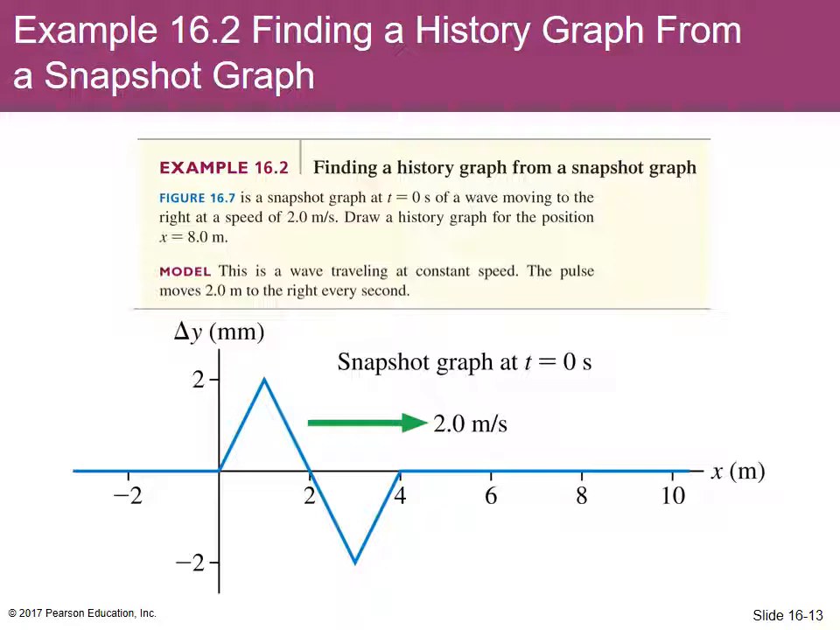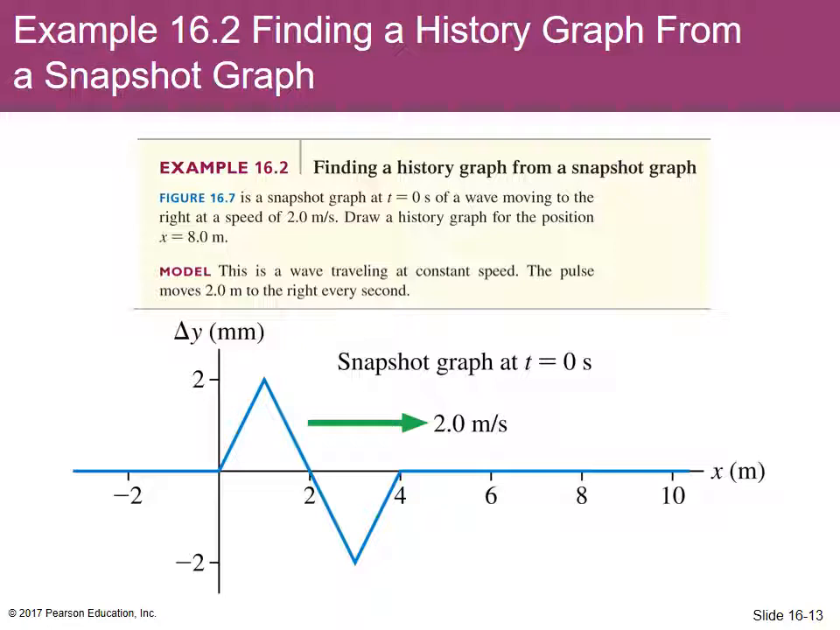Since the minimum is at 3 meters, which is 1 meter from the start of the downward trend, the wave reaches a minimum 1 meter divided by 2 meters per second, or half a second later. So at 2.5 seconds, the history graph must have a minimum of -2 millimeters.